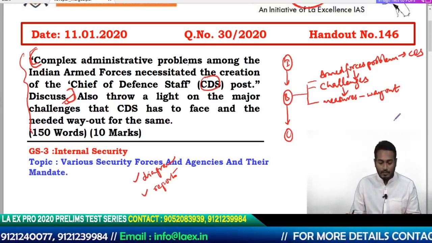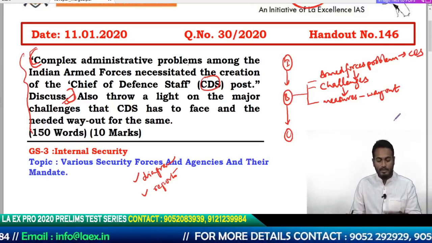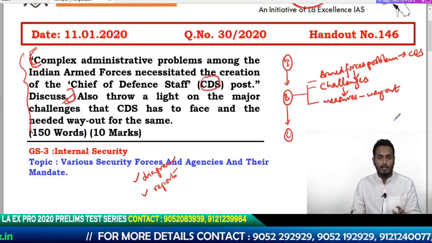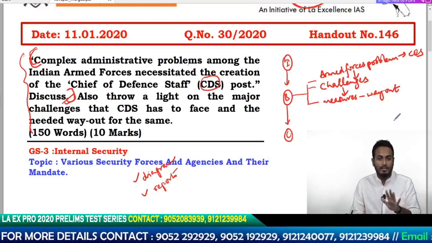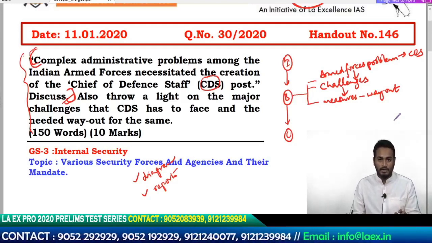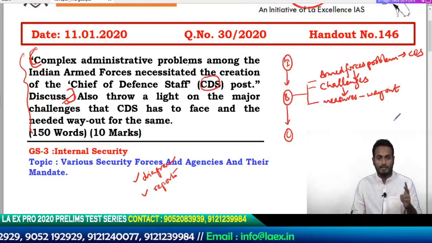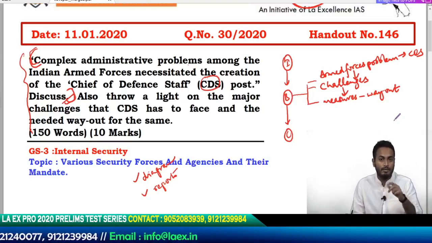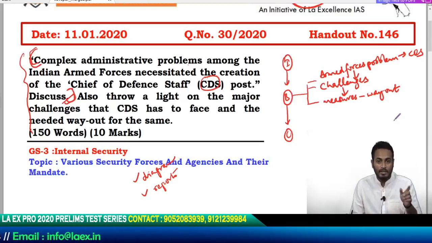Now let's see what else can be put up. CDS is basically a technical post, because it is a technical concept. There are certain facts associated with it, right? He is a 4-star general. He takes up the procurement processes, but he does not have powers over fighter crafts and warships. That is the second point about CDS.